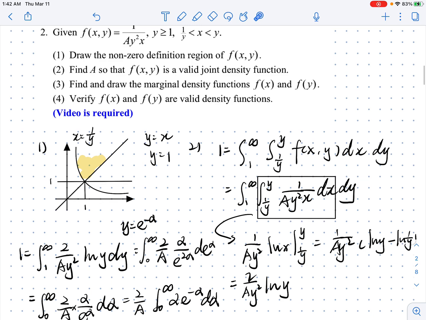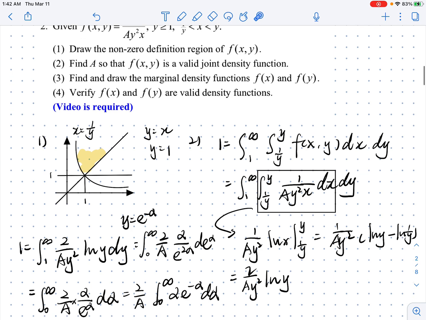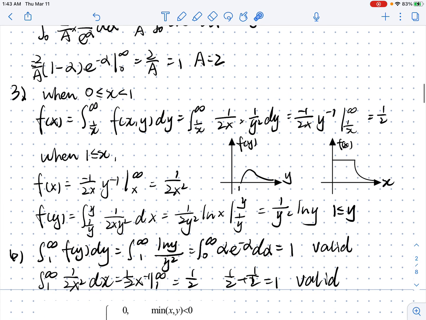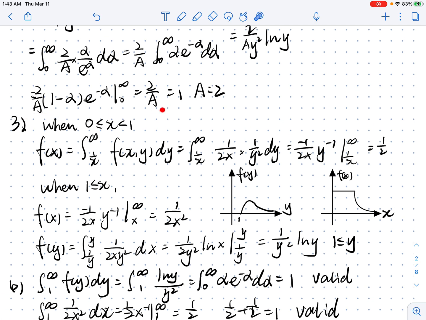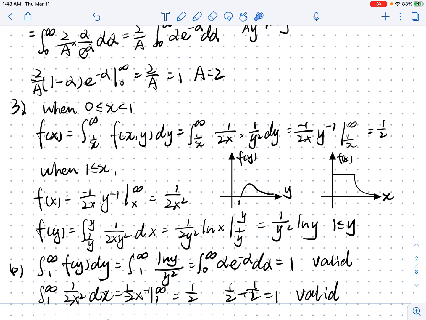And then we need to verify these two density functions. First, for the density function for y, the integration should be from 1 to infinity. Because this integration is just like problem 1, we can use the same formula, in the same form as problem 2, and the result would be 1, so it is valid.